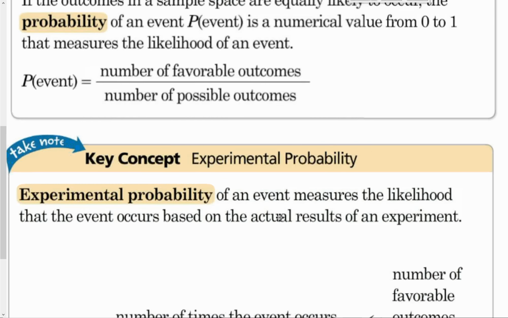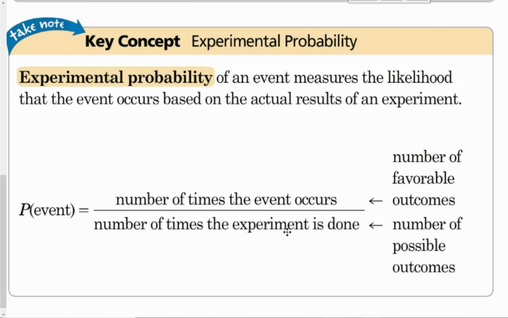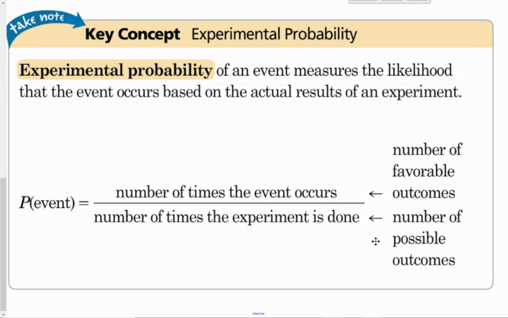And then, like I said, experimental probability measures the likelihood that an event occurs based on the actual results of an experiment. So that's the number of times the event occurs, or the favorable outcomes, what we want to happen, over how many things we actually did, how many times we actually flipped the coin. So that's experimental. Okay, let's go ahead and look at a problem here.